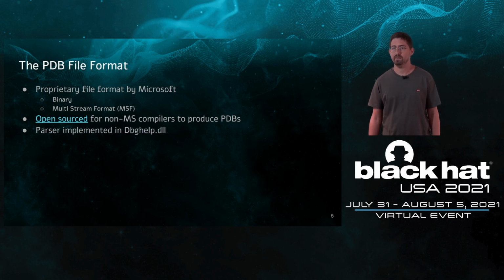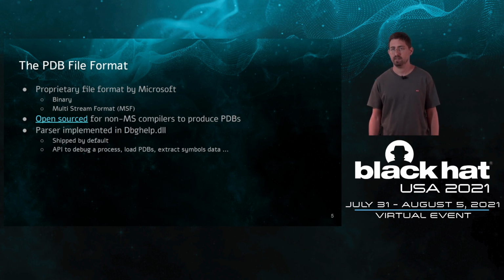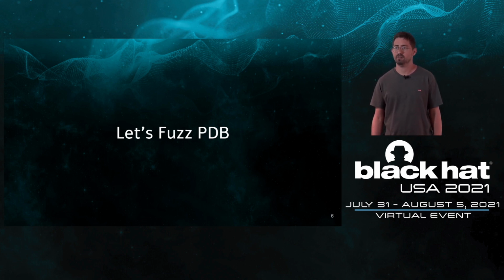The parser for PDB files is implemented in DbgHelp.dll, which is a shared library that's shipped by Windows by default on every Windows installation. It provides an API to debug a process, load PDB files, extract symbols data, and so on. So the initial goal for this project was trying to identify vulnerabilities in the PDB parsing code, and the way I decided to do so is to use fuzzing.